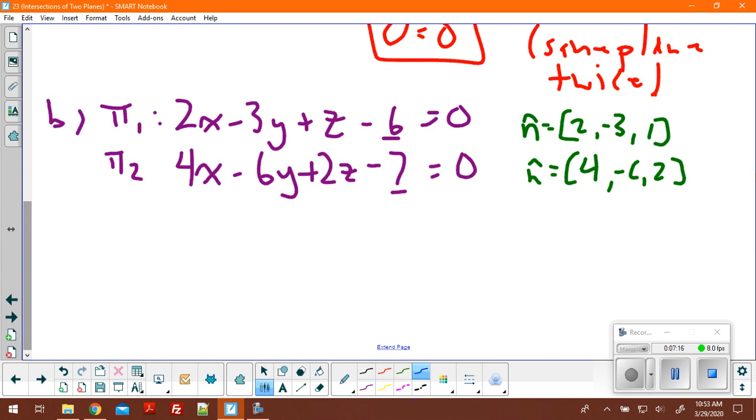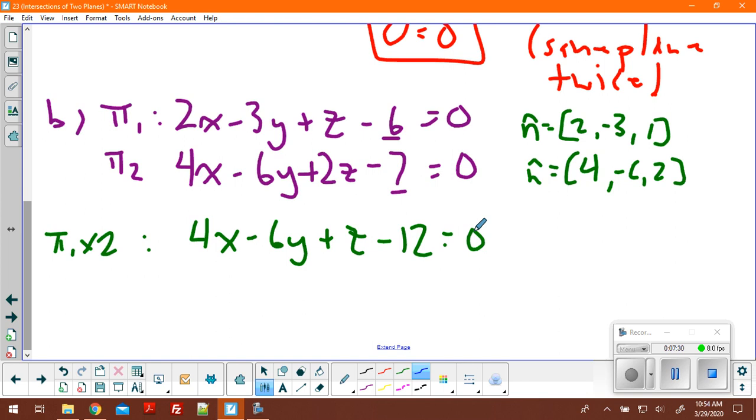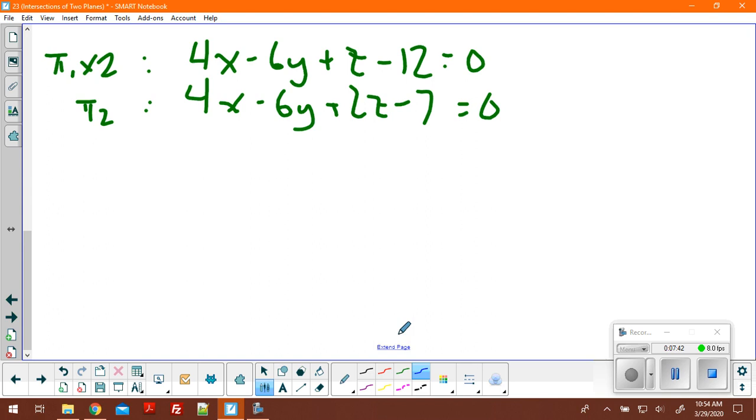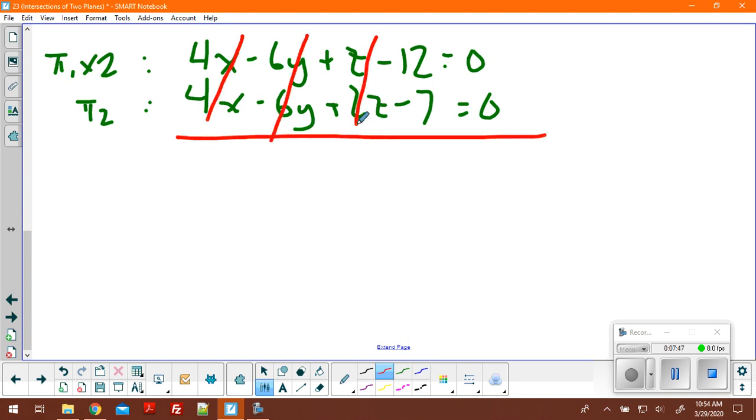So I multiply the first equation by 2 again. So I have 4x minus 6y plus z minus 12 equals 0. And I have pi 2 is 4x minus 6y plus 2z minus 7 equals 0. So when I eliminate, my x's cancel, my y's cancel, my z's cancel, because that's supposed to be a 2. And then negative 12 take away negative 7 is negative 5 equals 0.